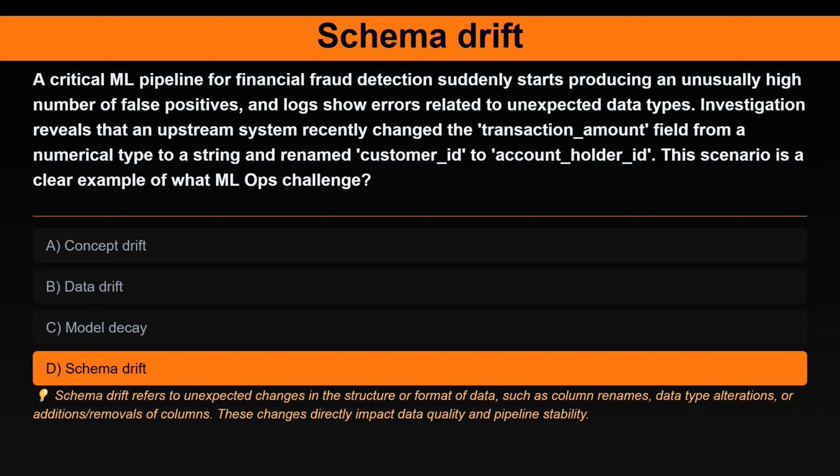The correct answer is schema drift. Here's the explanation. Schema drift refers to unexpected changes in the structure or format of data, such as column renames, data type alterations, or additions or removals of columns. These changes directly impact data quality and pipeline stability.